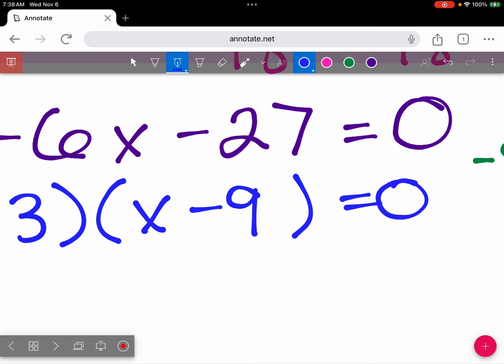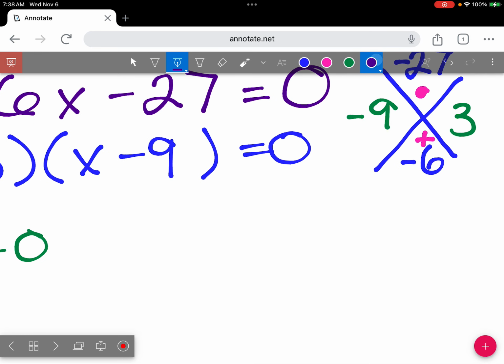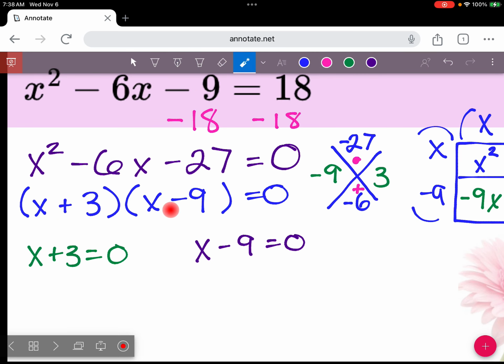Set both of them equal to 0 to find our solutions, our roots. So we're going to do x plus 3 equals 0, and we're going to do when x minus 9 equals 0. So this is putting it into our factored form. This is standard form or general form. This is our factored form. These are how we find our solutions or our zeros.